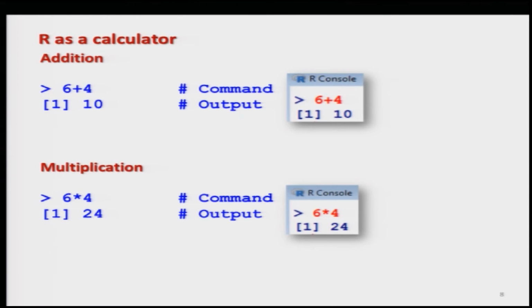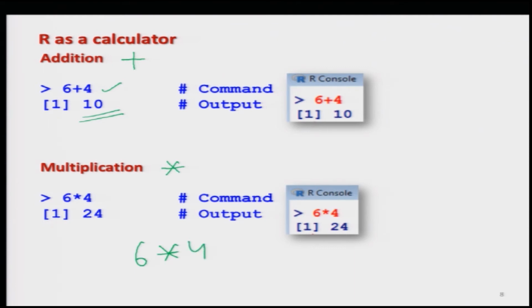Now I come to another aspect: how you can use R as a calculator, how you can operate different types of commands like addition, subtraction, division, multiplication. In R, if you want to use addition, the symbol is very simple, the usual plus sign. If you give 6 plus 4, then this is 10. If I want to add 6 and 4, I simply write 6 plus 4. Similarly for multiplication, the symbol is a star. If I want to multiply 6 and 4, I have to write 6 star 4.